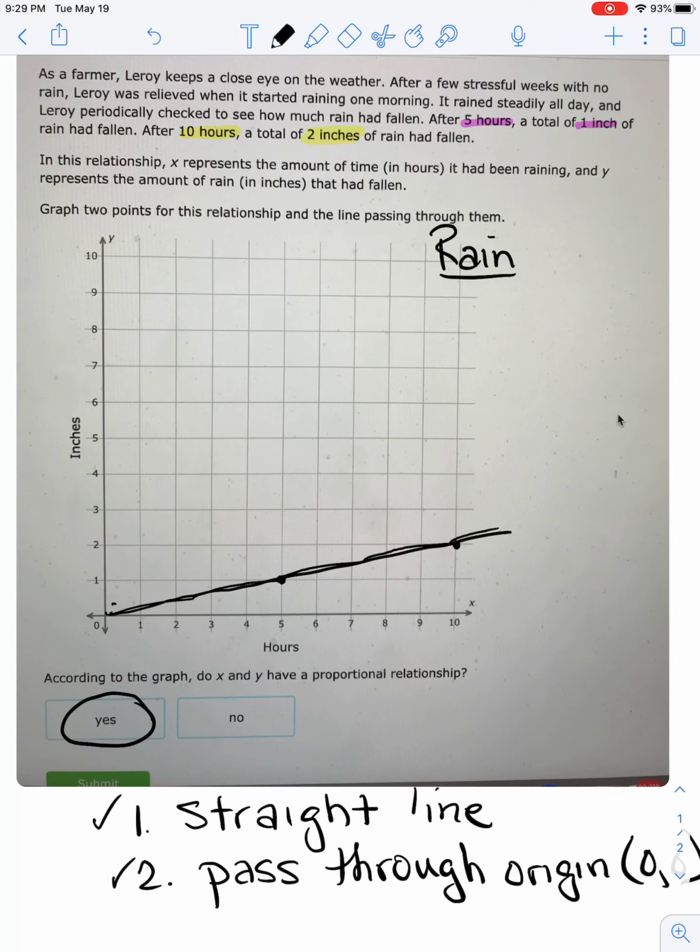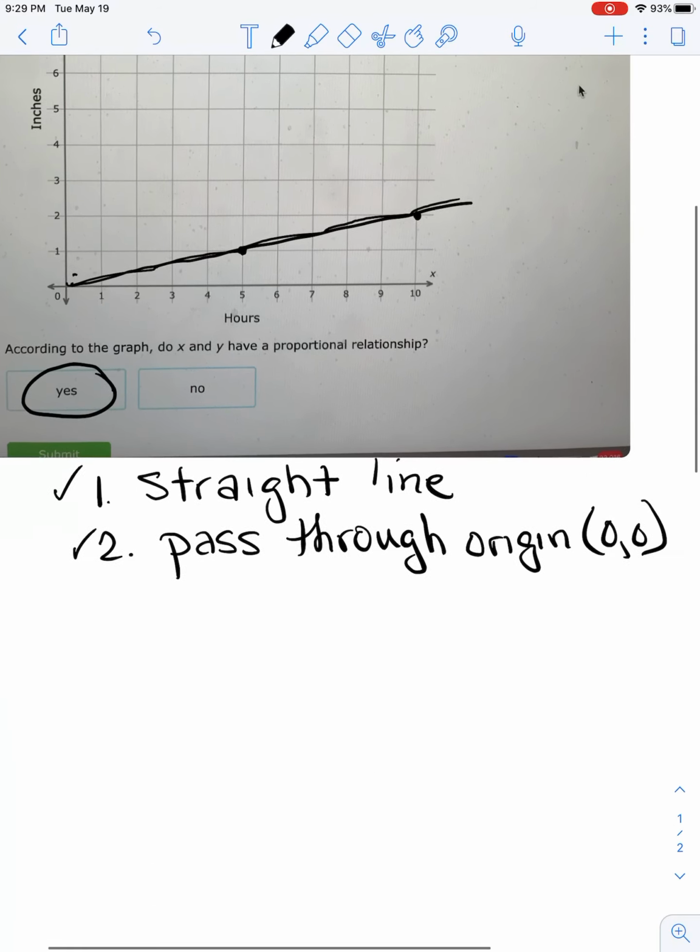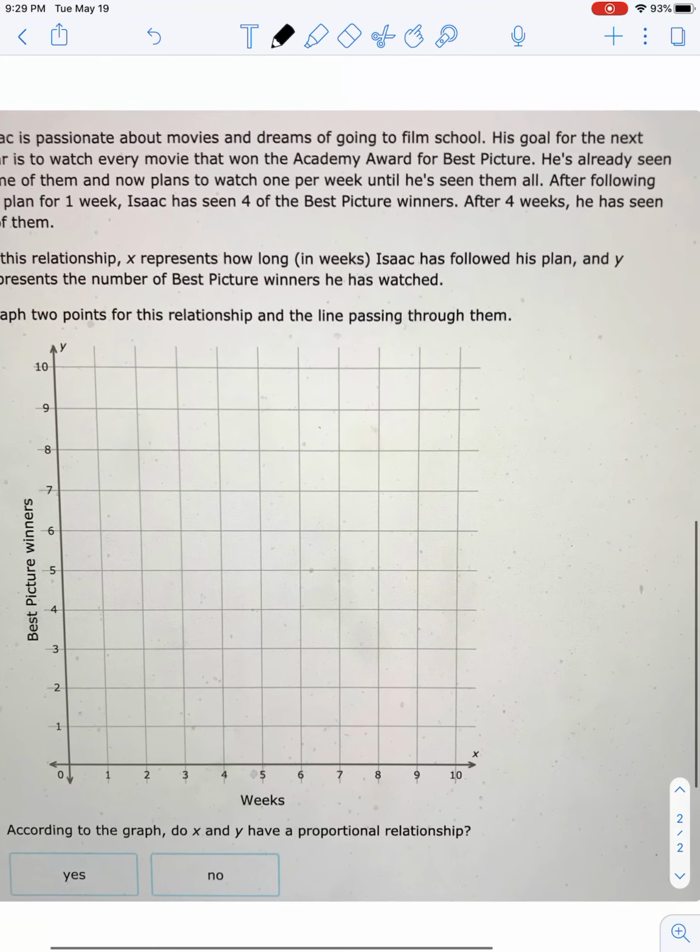Okay, so remember, first you have to plot. Why do you only plot 2 points? Because it takes 2 points to determine a line. As soon as you have 2 points, one and only one line can pass through both of them. So let's look at another example.